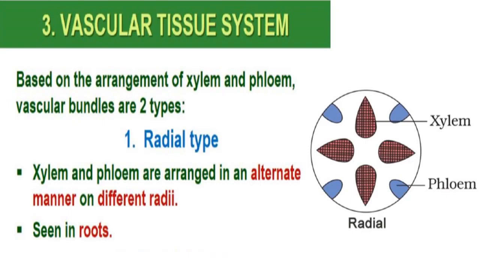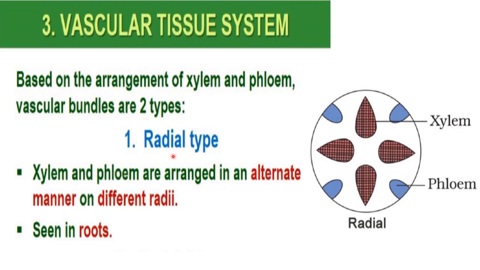Now, types of vascular tissue system based on arrangement of xylem and phloem. You have done types of vascular system based on presence or absence of cambium ring, and now it is based on arrangement of xylem and phloem. Based on arrangement of xylem and phloem, vascular bundles are of two types. First is radial type. As you can see here, this type of arrangement of xylem and phloem makes a radial type of vascular tissue system.